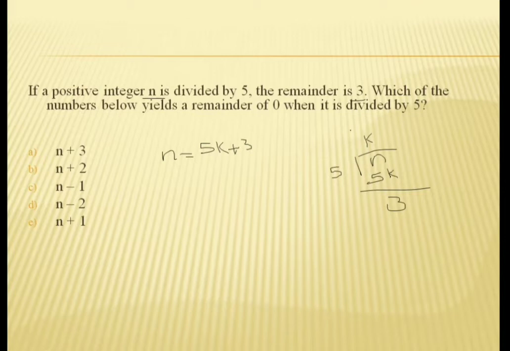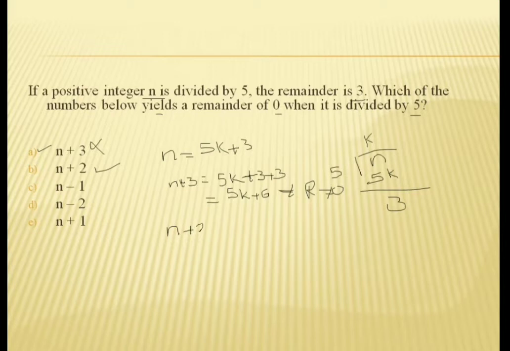So which of the following numbers yields remainder 0 when it is divided by 5? That is what is asked in the question. So we can consider the options one by one. Suppose n plus 3 is that number, we have to check it. n plus 3 means 5k plus 3 plus 3, which is 5k plus 6. If we divide it by 5, we will not get remainder 0, we will get a remainder of 1.